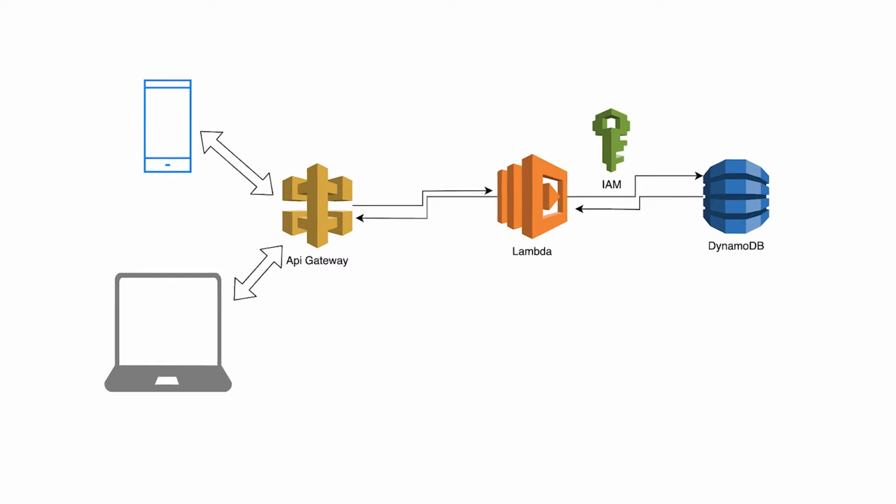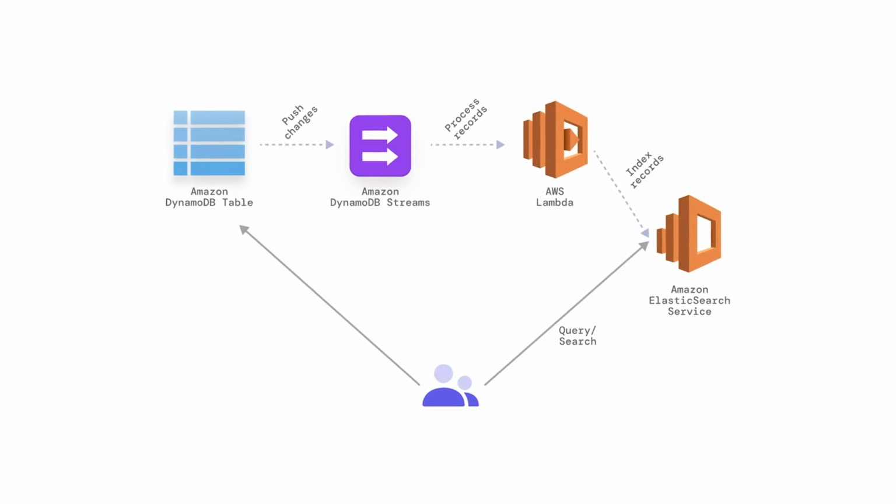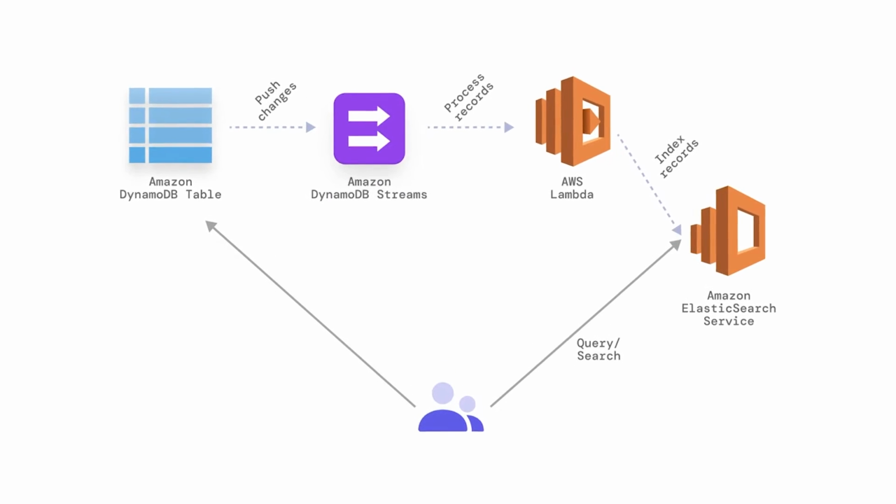For example, if you're running a Lambda function that needs to access a DynamoDB table, you can create an IAM role that grants the necessary permissions and assign it to the Lambda function. Now that we understand what IAM roles are and how they work, let's explore some key use cases.